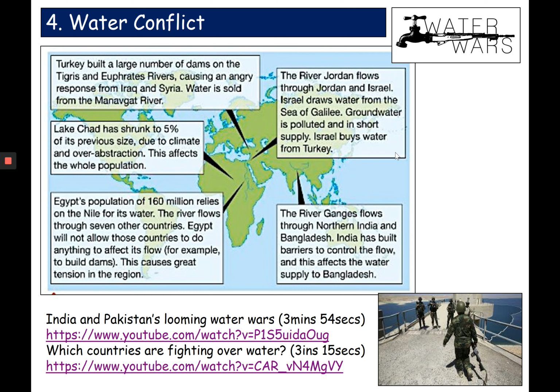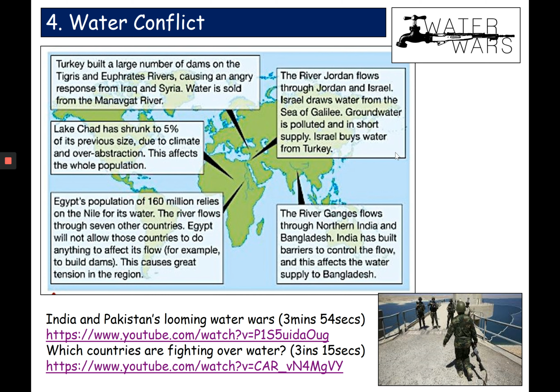Now, just thinking about where this is coming from, obviously not all rivers are just existing in one country. Take the River Nile, for example, flows through Egypt, but it also flows through 7 other countries before it reaches Egypt and then flows out into the Mediterranean Sea. The River Ganges, as I mentioned earlier, flows through India, but then it flows into Bangladesh before it then goes out into the ocean. So what is happening here?